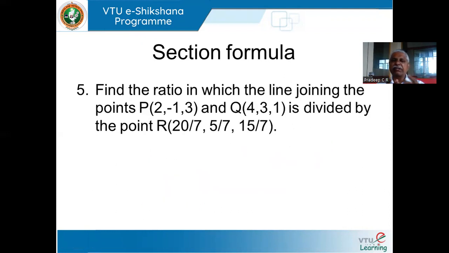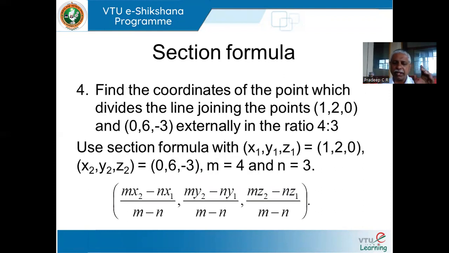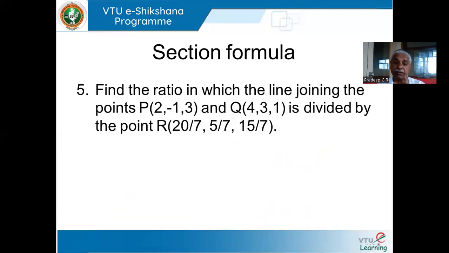There is a slight twist in this question. In the previous two questions, what we did was we gave you two points and asked you to find a point which breaks the line segment joining these two in some ratio. Now, there is a twist. Here it says, find the ratio in which the line joining these two points is divided by this point. That means I'm giving you two endpoints and the coordinates of C. I'm telling you this is a point on PQ, and I want you to tell me how it is dividing, in what ratio.